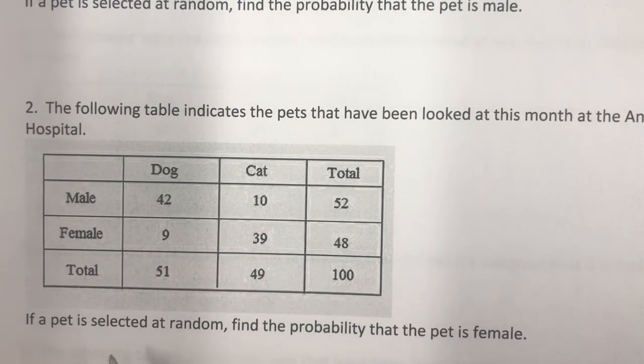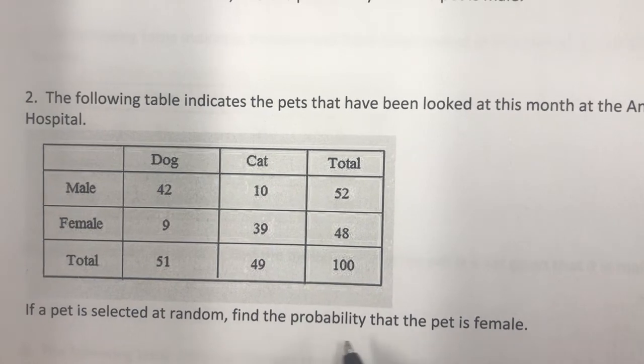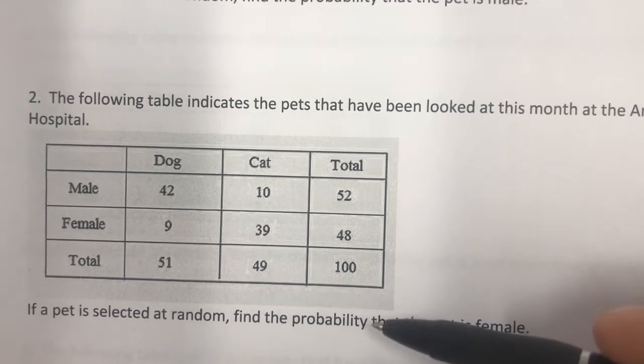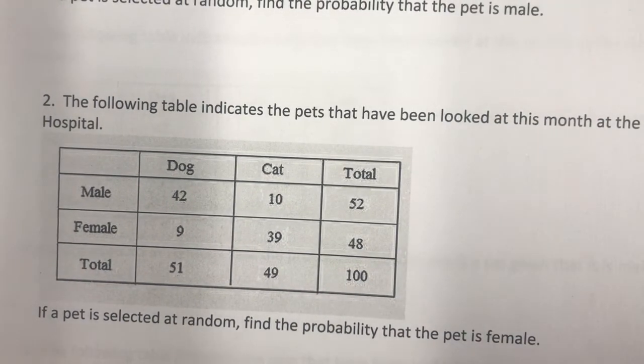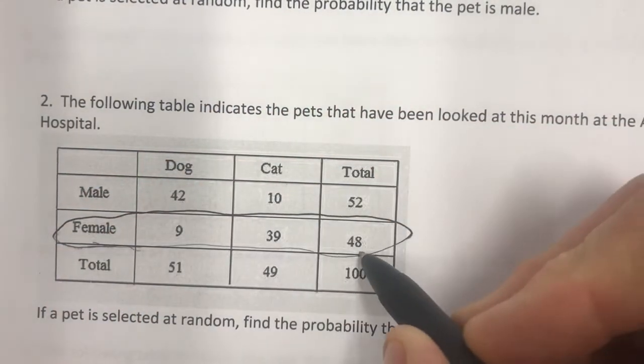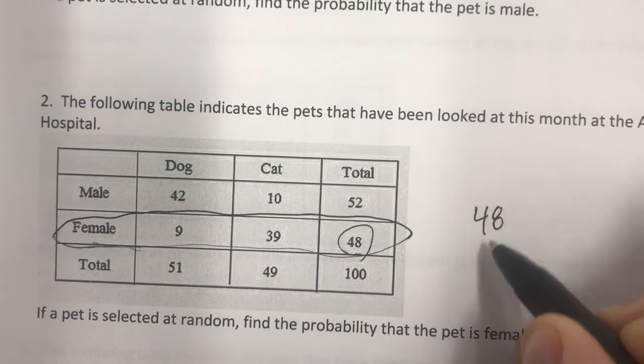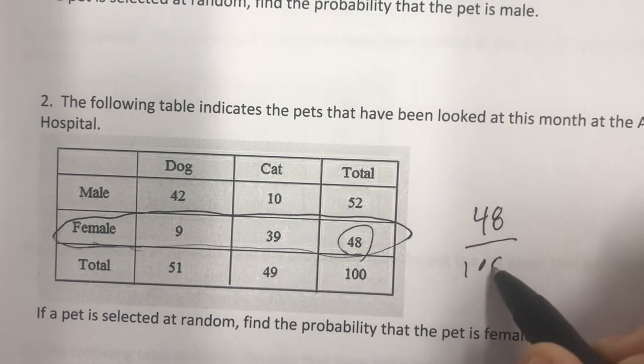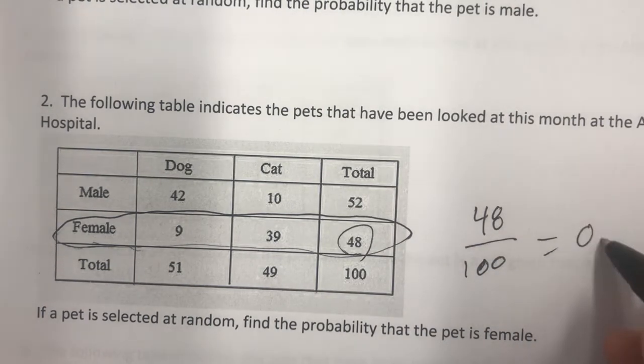On this one, if a pet is selected at random, find the probability that the pet is female. It's the same thing here. Here's the females right here, so the total is 48 out of 100 total. So this is going to be 0.48.